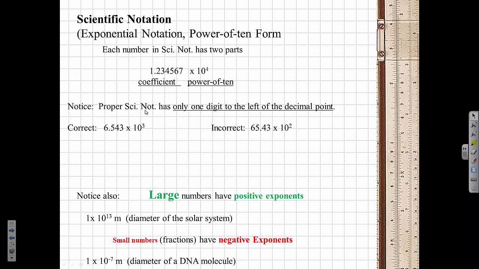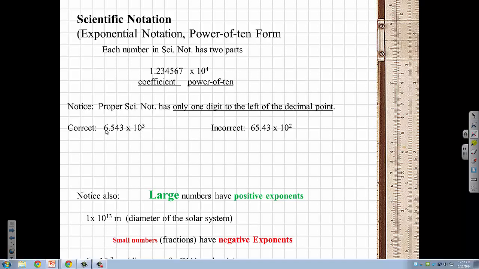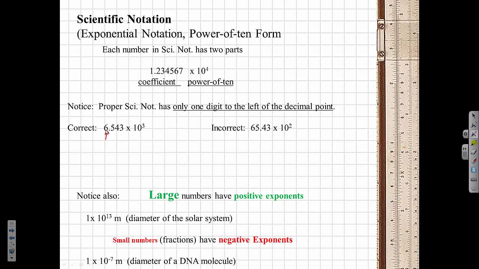Notice proper scientific notation, you've only got one digit to the left of the decimal place. So 6.543 times 10 to the third. There's only one number to the left of the decimal. That's this 6 here. All right, just one digit to the left of the decimal. These two numbers, 6.543 times 10 to the third and 65.43 times 10 to the 2, are numerically equivalent. Right? But this has two digits to the left of the decimal, and it is incorrect or wrong.